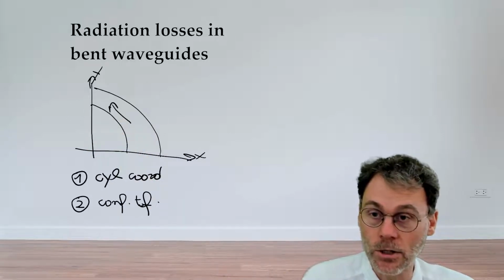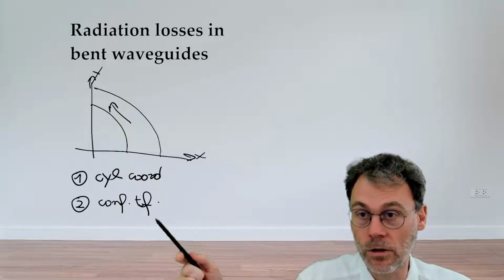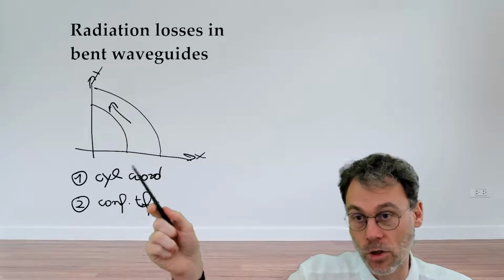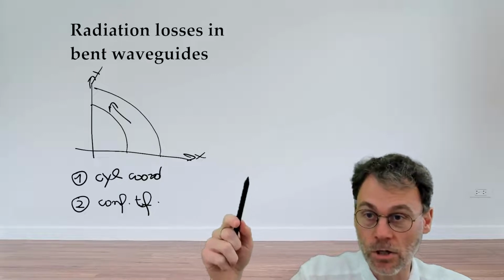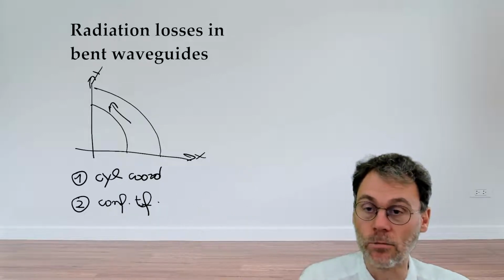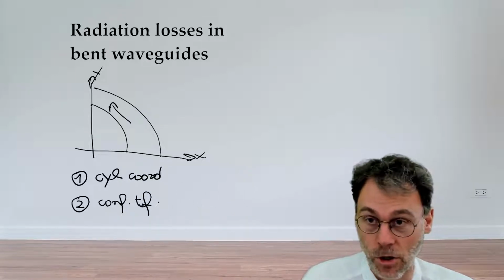So in a way, these two approaches are the dual of each other. In this case, the geometry stays the same, but the equation changes. And in the second case, with the conformal transformation, it's in essence the other way around.